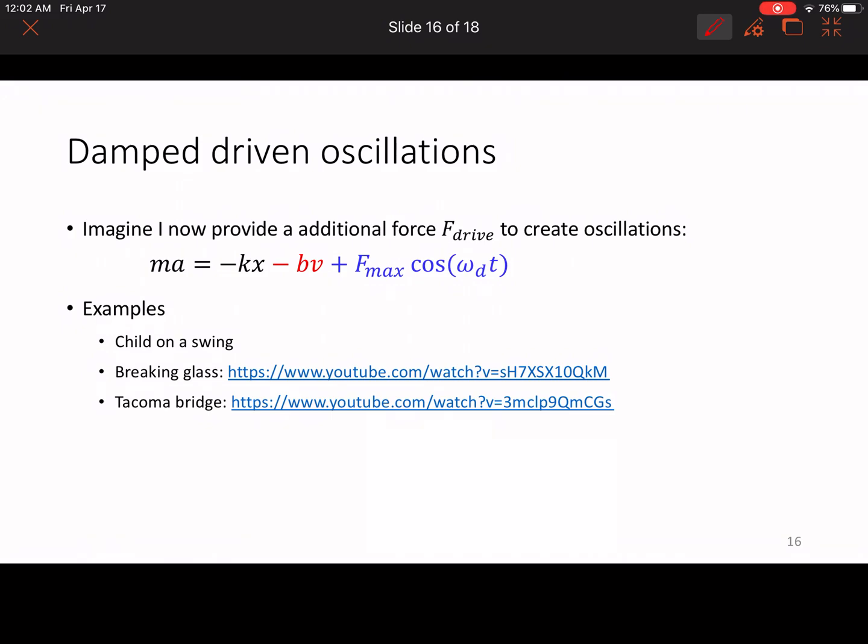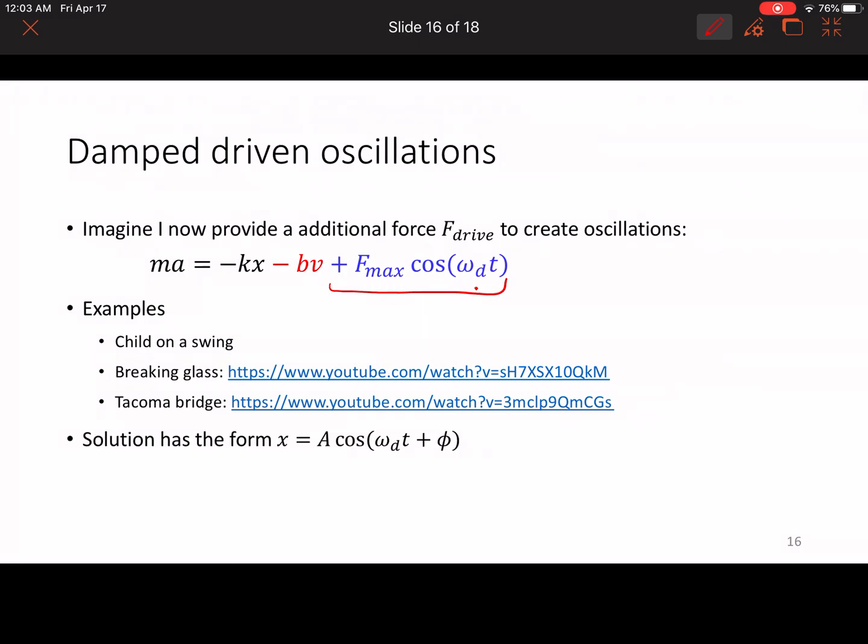So the idea here is that I take my original equations of motion and I simply add one additional force. I add a force that is periodic in time, and the simplest thing I can do there is simply a cosine drive. Force is equal to F max times cosine of omega d times t. So the places where you might do this, if I have a child on a swing, every time they come back to me, I push them. I apply a force that is periodic in time.